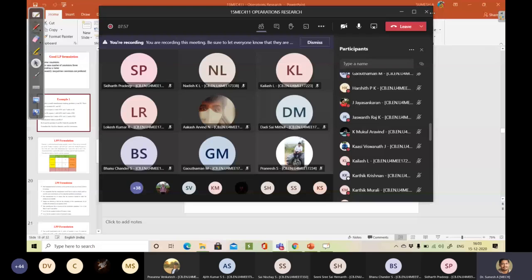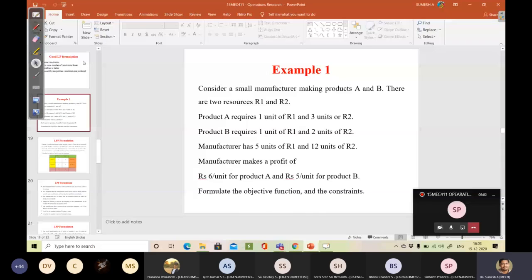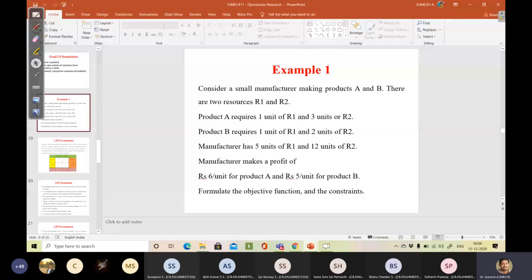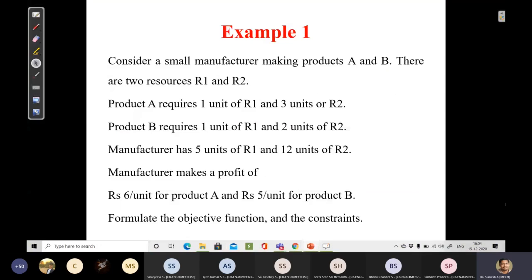Okay, so it is given that it is a small manufacturing plant, or a small manufacturer, so making products.